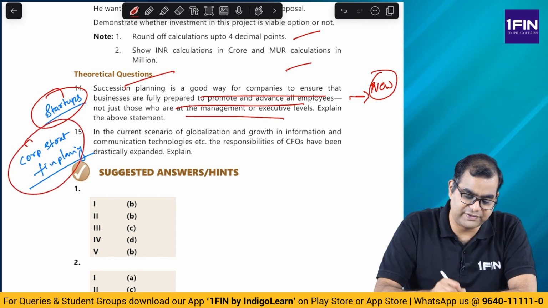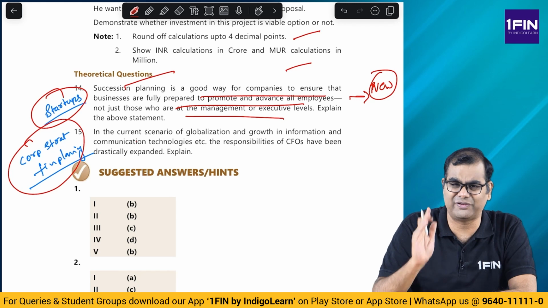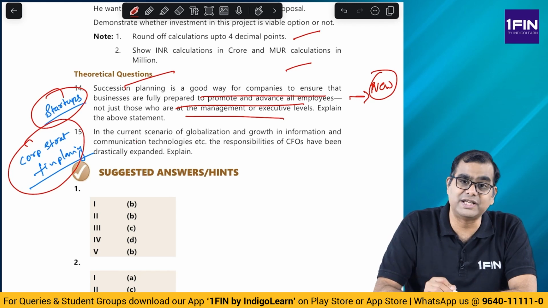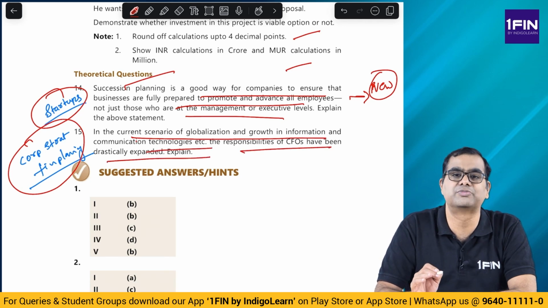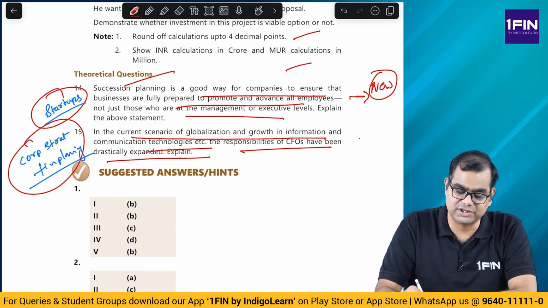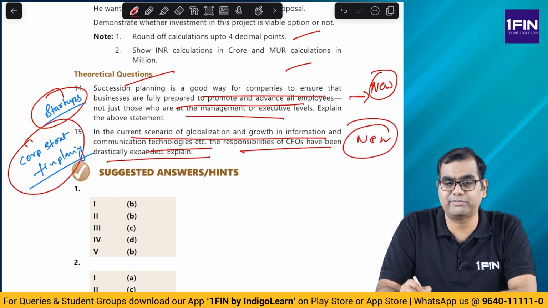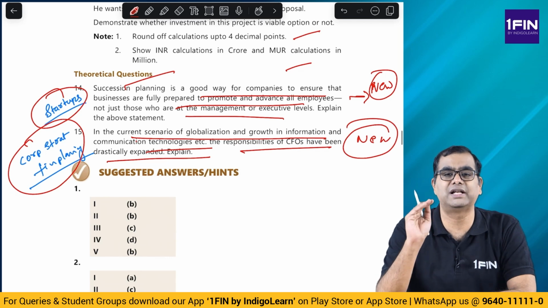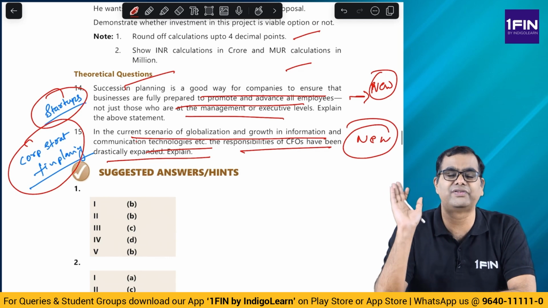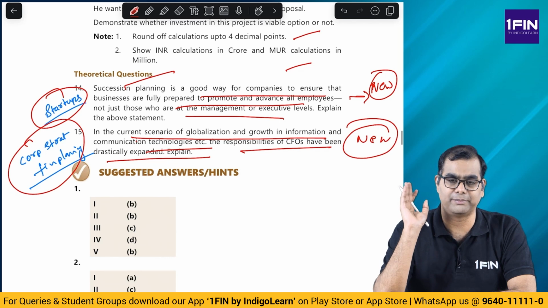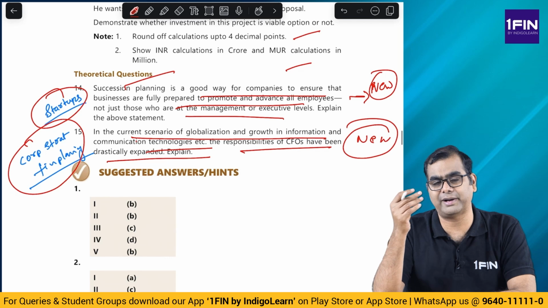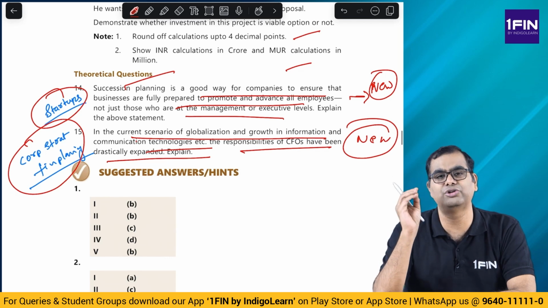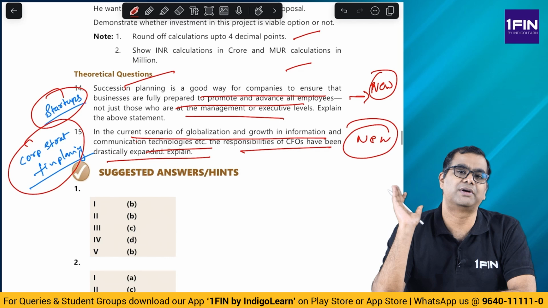Then corporate strategy and financial planning, there is a new aspect. First chapter, first page, which is CFOs. The current scenario of globalization, growth in information and communication technologies, the responsibility of CFOs have drastically expanded. Explain. Right, so you have to explain this also. This is also a new topic. So please note, my friends, from these new topics, most likely you will get at least 10-15 marks, easily 15 marks of questions this first attempt, because it is the very first attempt. It can be in MCQ, it can be in theory question, it can be in practical question, easily. Just wait and watch. All the new topics combined will have easily 15 marks of questions.